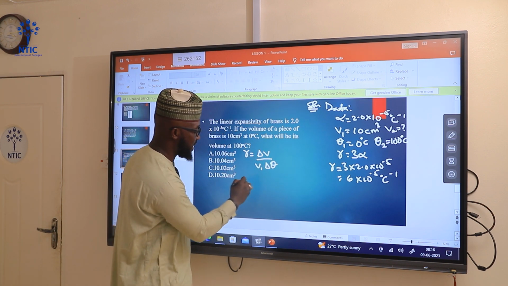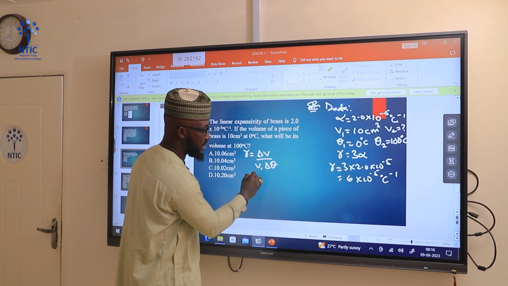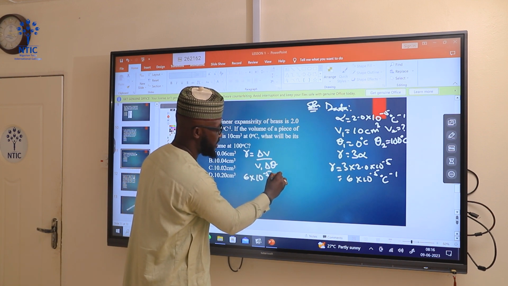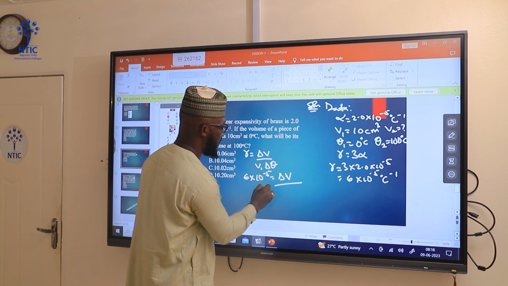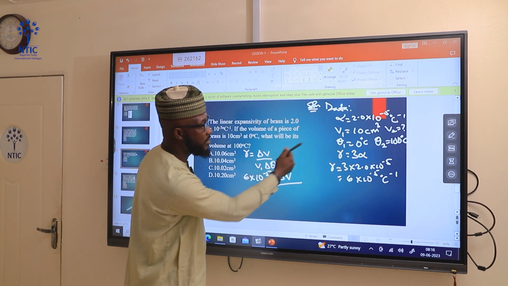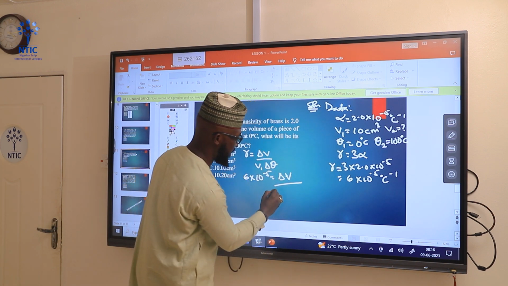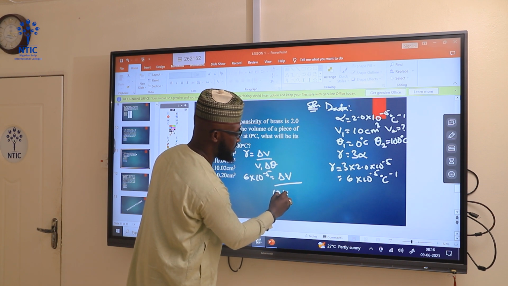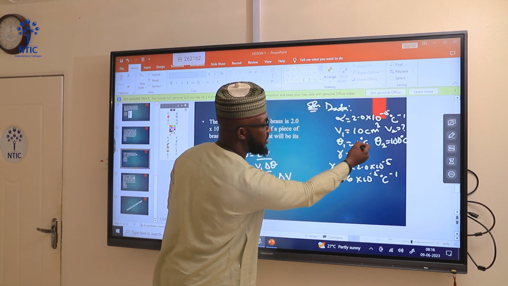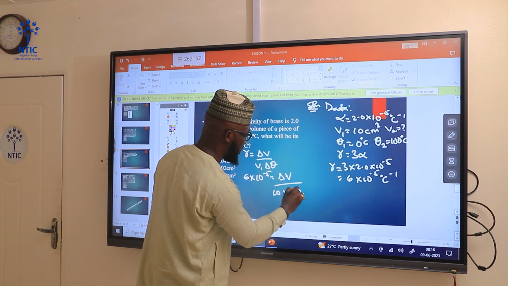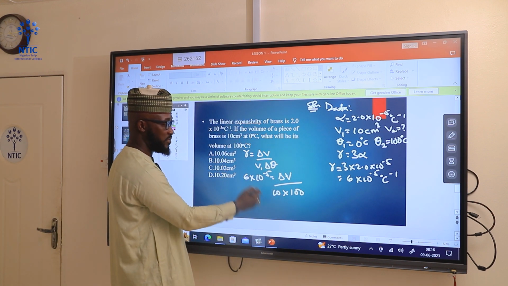So here we have 6 times 10 to the power of minus 5, change in volume unknown. Then we look for our V1 from here, which is 10. And then times change in temperature, which is simply 100 minus 0, which is 100. Okay, so from here we can just cross multiply directly.